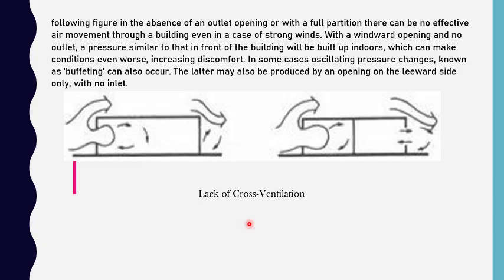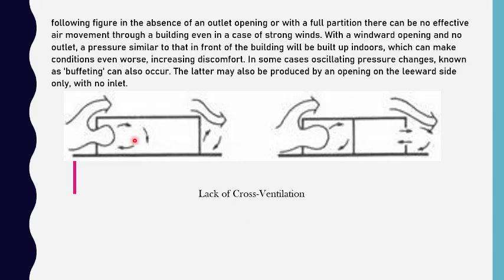With a windward opening and no outlet, a pressure similar to that in front of the building will be built up indoors. This can make conditions even worse, increasing discomfort. In some cases, oscillating pressure changes known as buffeting can also occur. The latter may also be produced by an opening on the leeward side only, with no inlet.